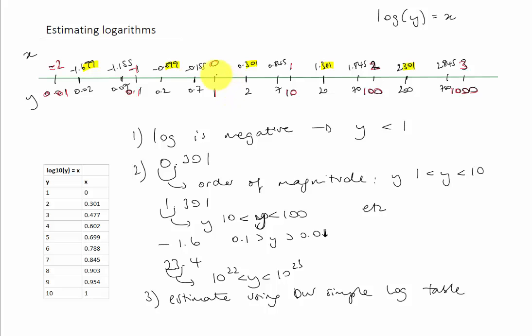Yeah, so anything where the log is negative, that means that the number is smaller than 1. The first part of the logarithm number will tell us the order of magnitude that we're dealing with, and you can get a general idea just from our simple table that we've been looking at of what it's the logarithm of.